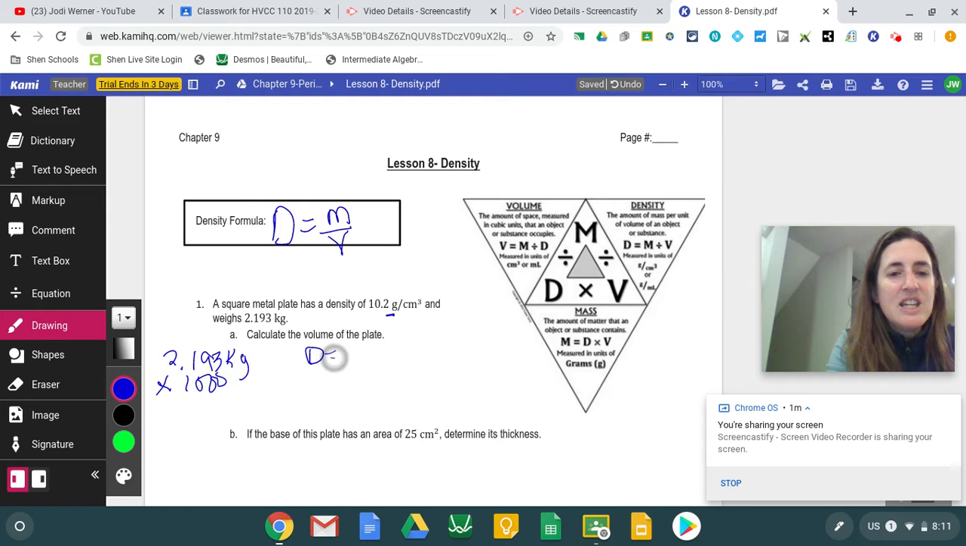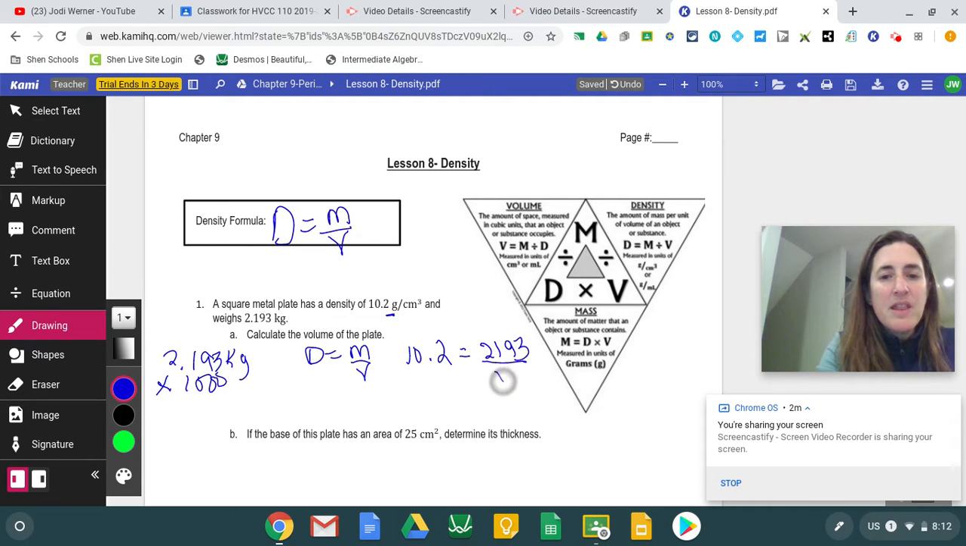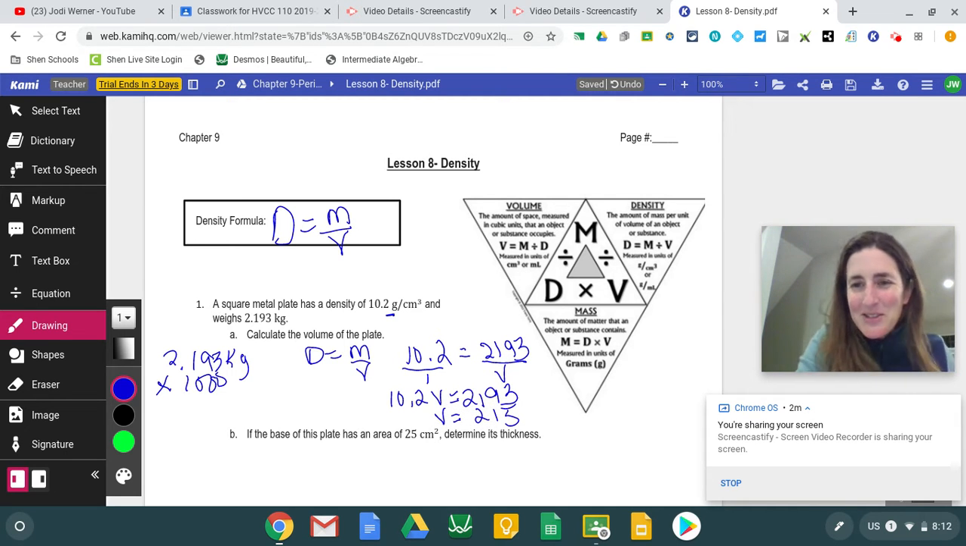So if I use D equals M divided by V, I know my density is 10.2. And then my mass, which is what I just had to change over, is now 2193. And I'm going to divide that by the volume. I can just solve for the volume by putting this over 1 and cross multiplying. So 10.2V is equal to 2193, or in other words, my volume is around 215. Very exciting. That was fun.